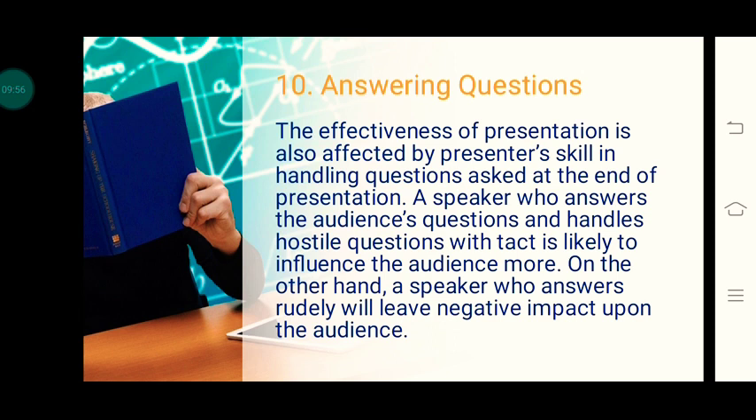The effectiveness of the presentation is also affected by the presenter's skill in handling questions asked at the end of the presentation. A speaker who answers the audience question and handles hostile questions with tact is likely to influence the audience more. On the other hand, a speaker who answers rudely will leave negative impact upon the audience. So effective presentation is when someone understands what we wanted to convey.